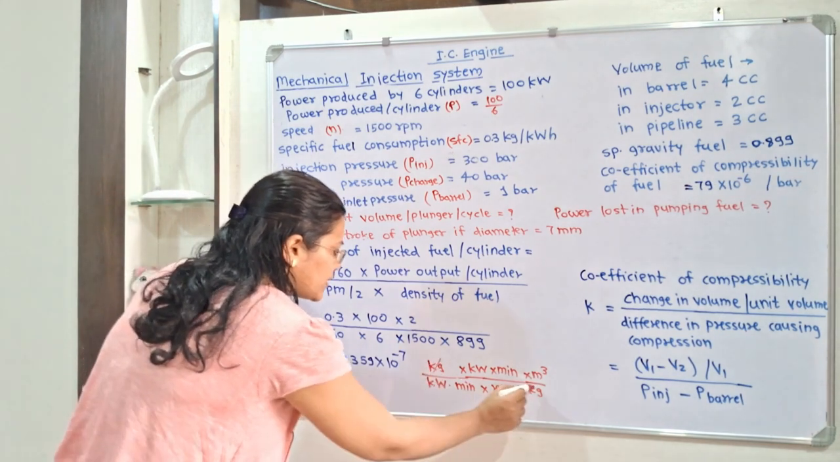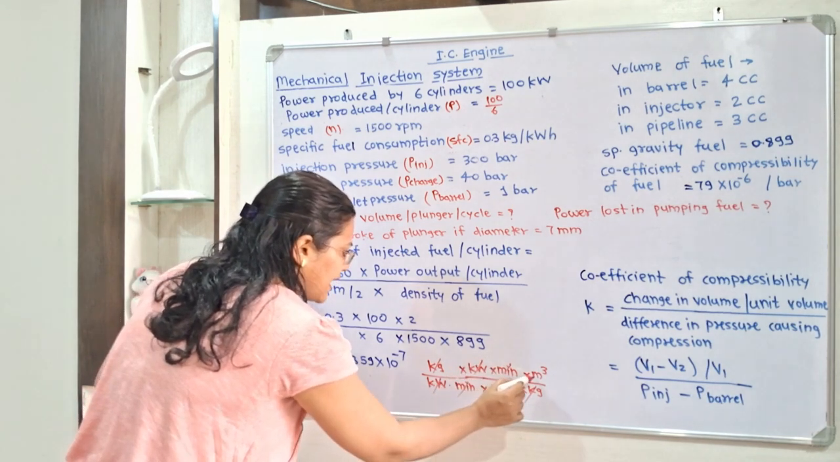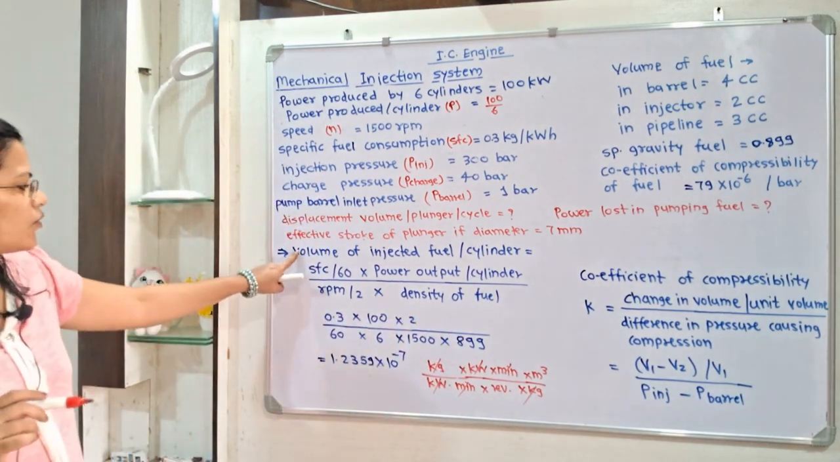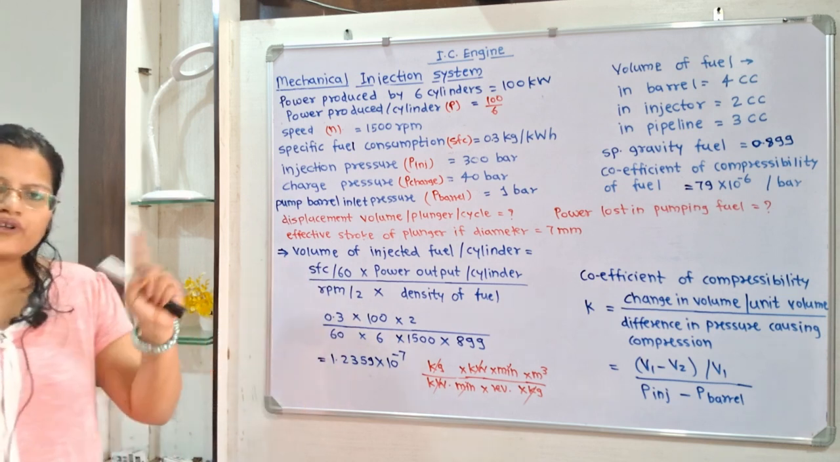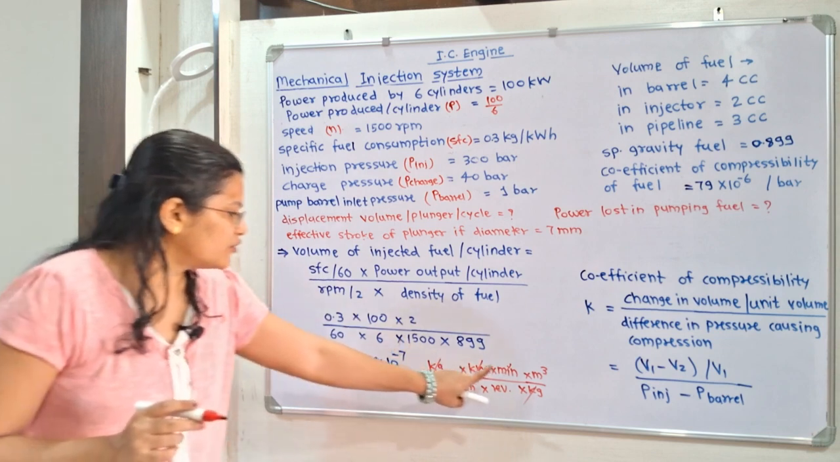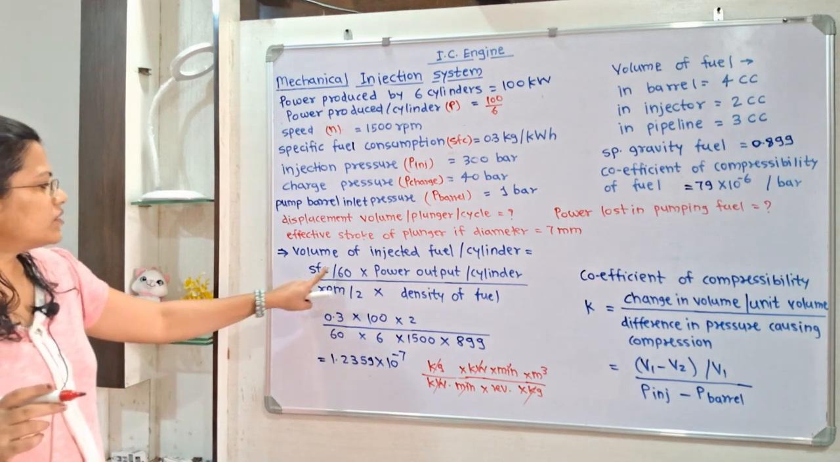Now we will simplify this: kilogram is getting cancelled, kilowatt-minute is getting cancelled. So here it is meter cube per revolution. So this volume is meter cube per cycle. Whatever the answer, the unit is meter cube per cycle. Now we will put the data.